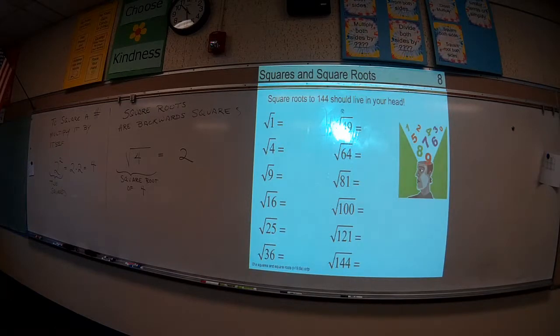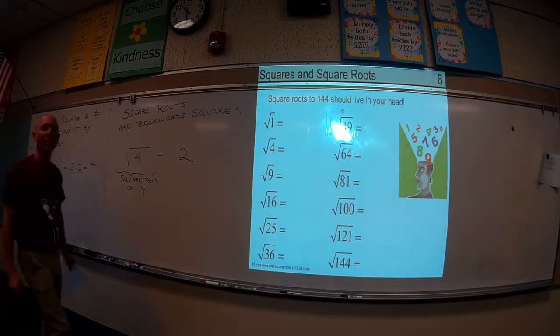Square root of 64. 8. Square root of 100. 10. Square root of 121. 11. Square root of 144. 12. Square root of 169. 13, good. Square root of 25. 5. Square root of 4. 2. Now I'm going to mix it up.